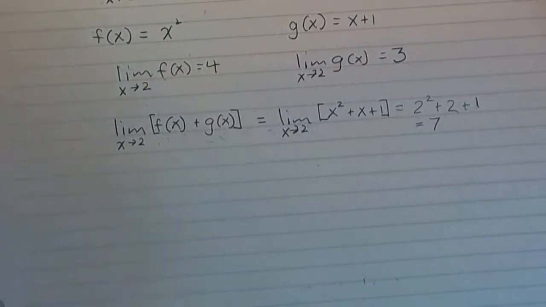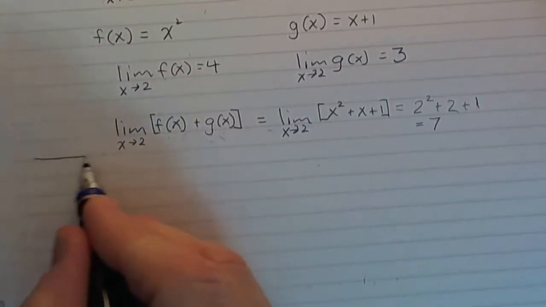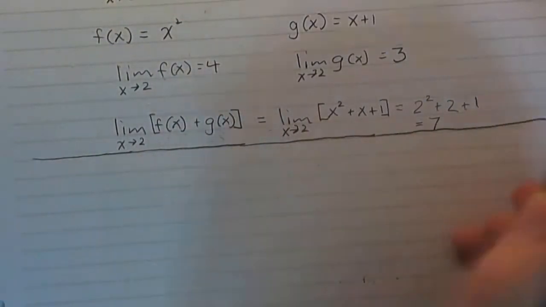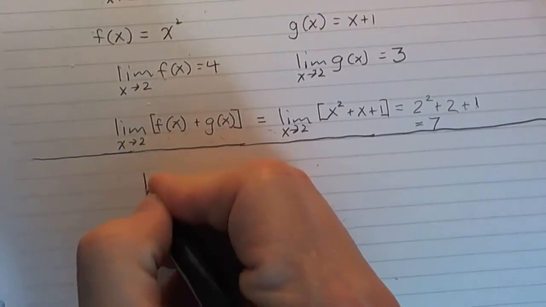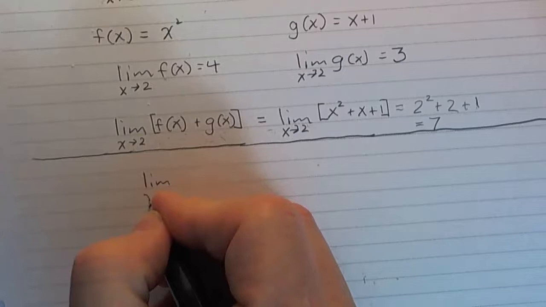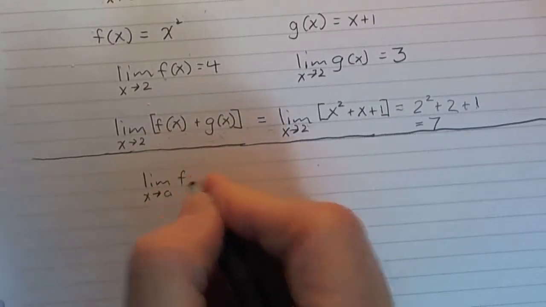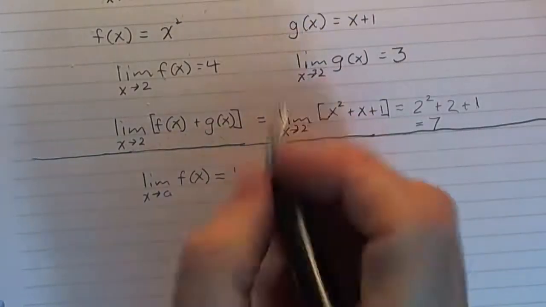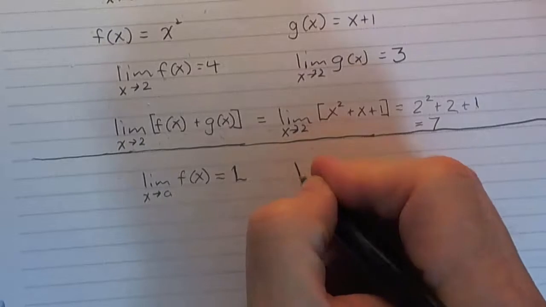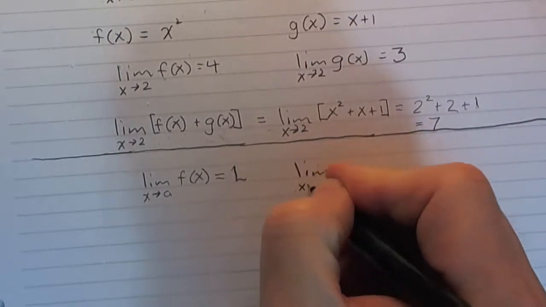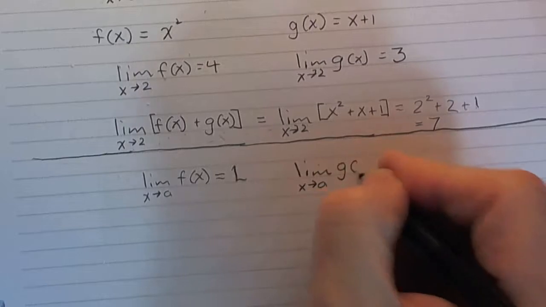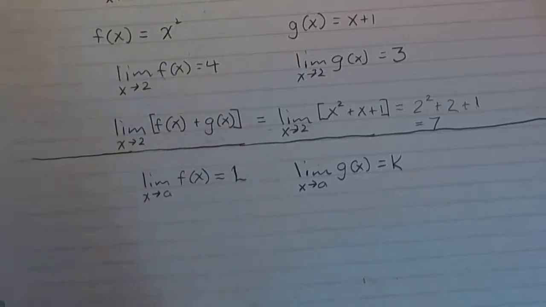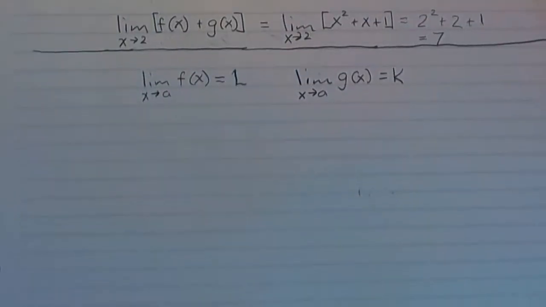Let's look generally, and let me get away from f of x and g of x being defined as particular functions, and just consider two general functions. Let's say the limit as x goes to a of f of x equals L, uppercase L. And let's suppose the limit as x goes to a of g of x equals some k. I just want to go through here and state some properties of limits.